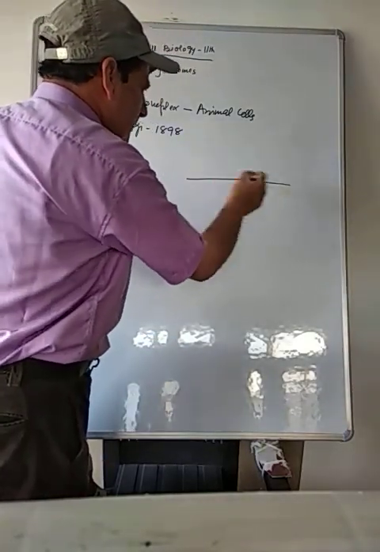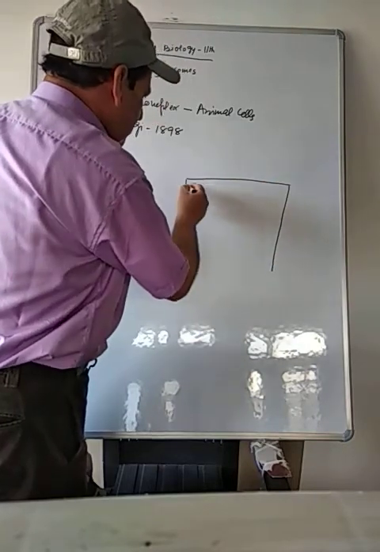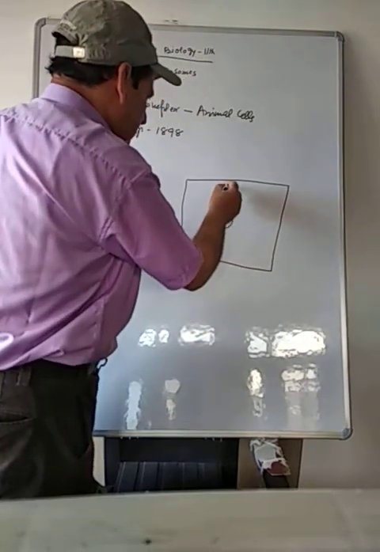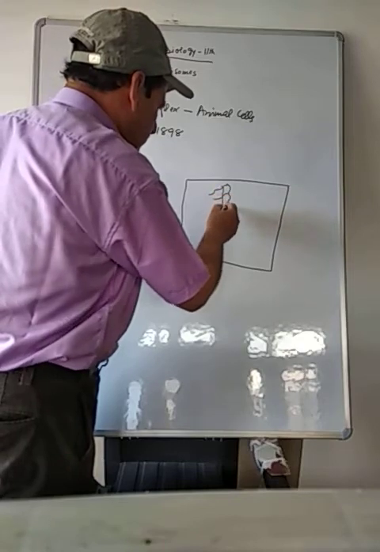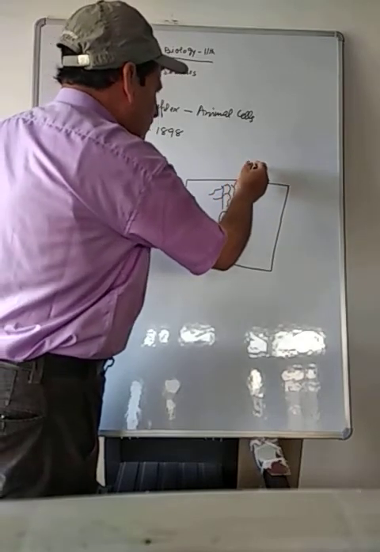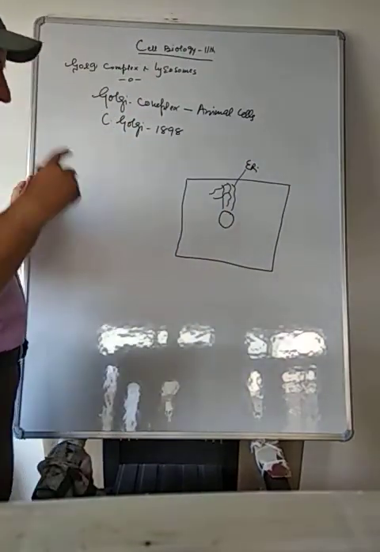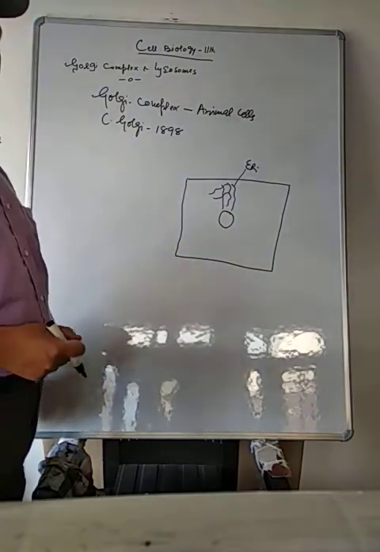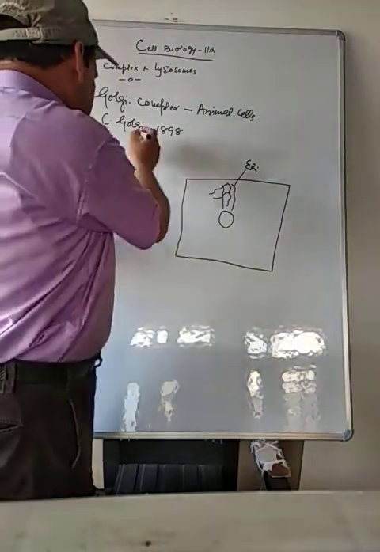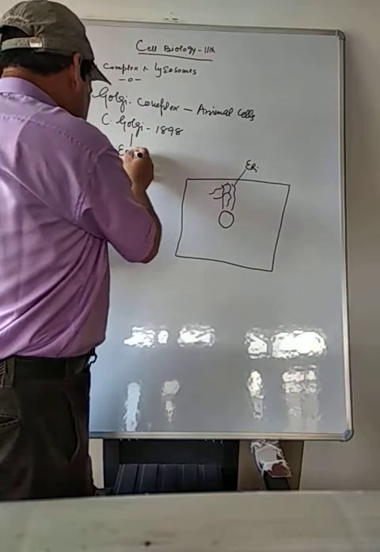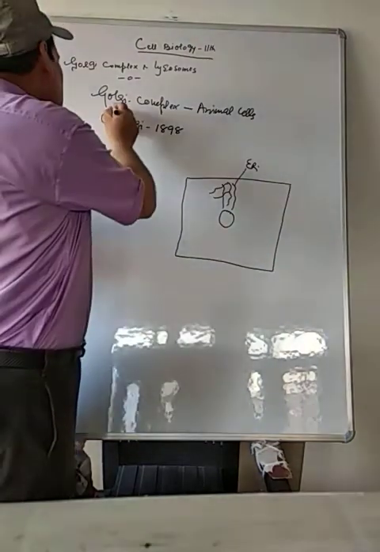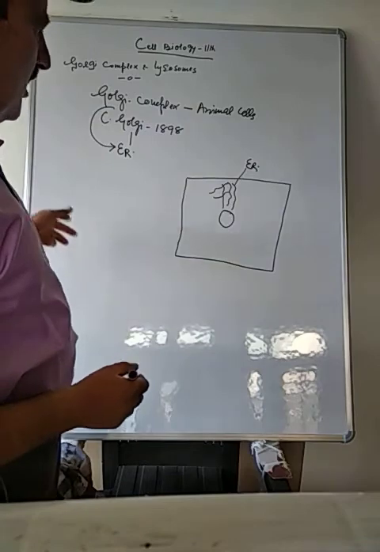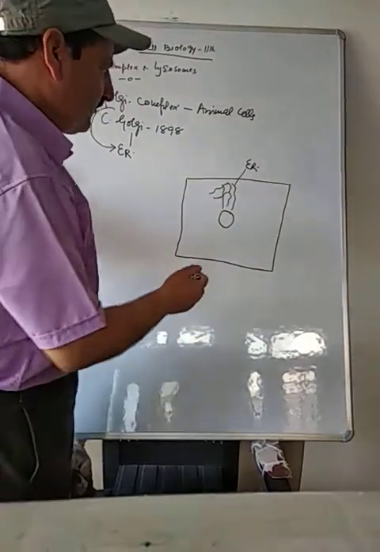This is the cell. This is the nucleus, and let this be the endoplasmic reticulum. I have already told you regarding endoplasmic reticulum. Now, Golgi complex has the same structure as endoplasmic reticulum, and actually the origin of Golgi complex is from endoplasmic reticulum. It originates from endoplasmic reticulum, and the structure is the same.